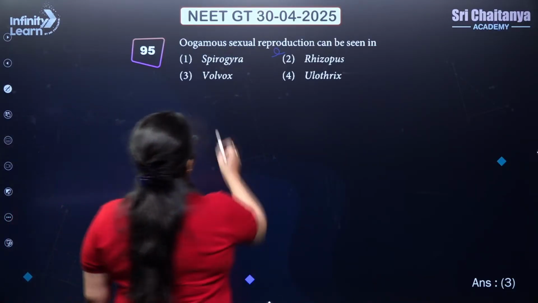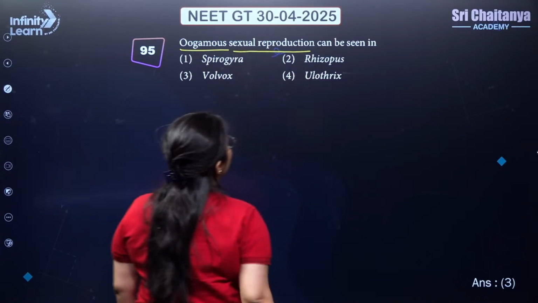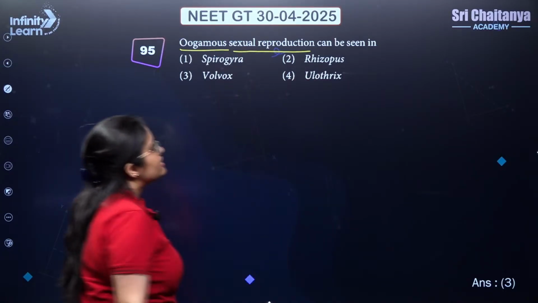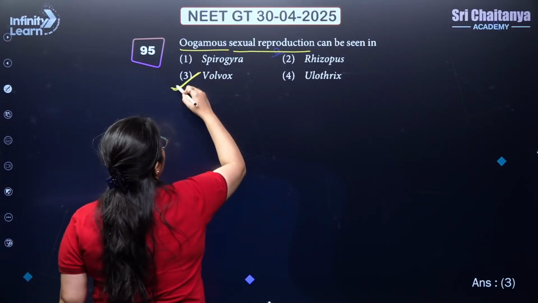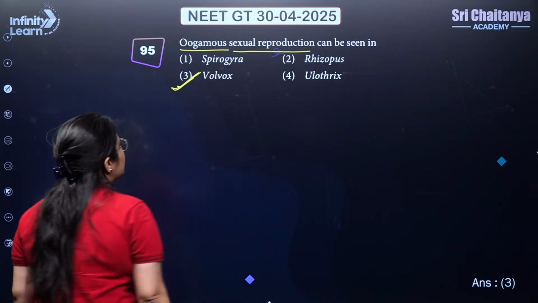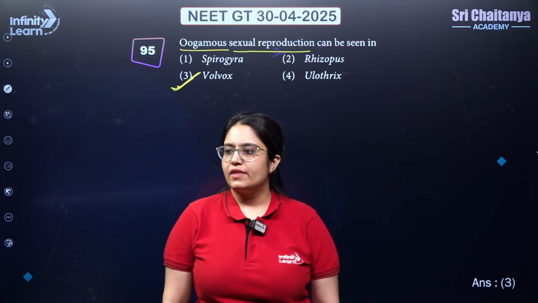Oogamous type of sexual reproduction can be seen in, very simple, out of the 4, Volvox becomes your right answer. Answer is 3 guys, Volvox. Next question.